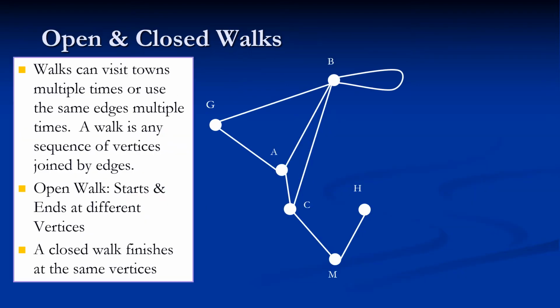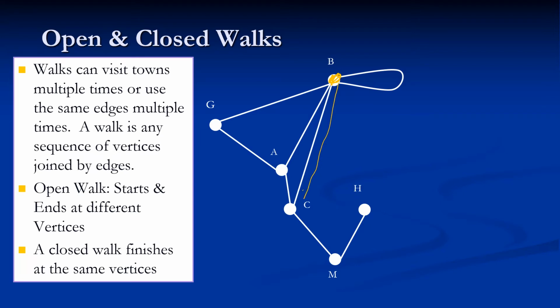Now we're going to just think about walks to start off with. Now a walk is any sequence of edges and vertices, and so walks can visit towns multiple times or use the same edges multiple times. It's any sequence of vertices joined by the edges. Now an open walk is going to start and finish at different vertices, whereas a closed walk would finish at the same vertices.